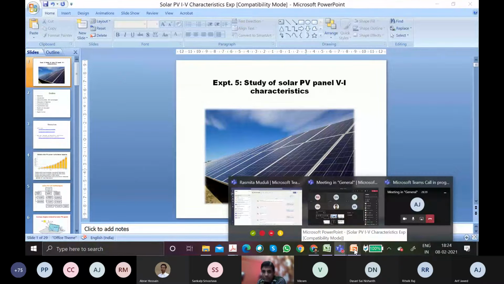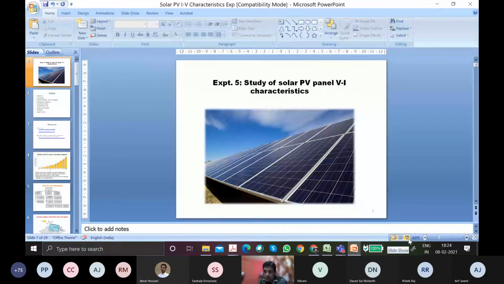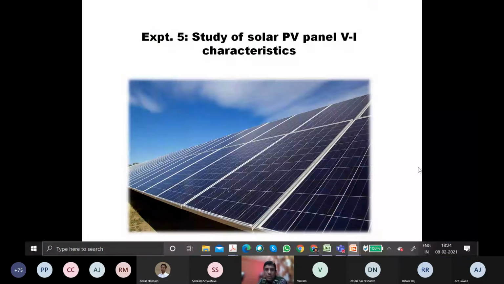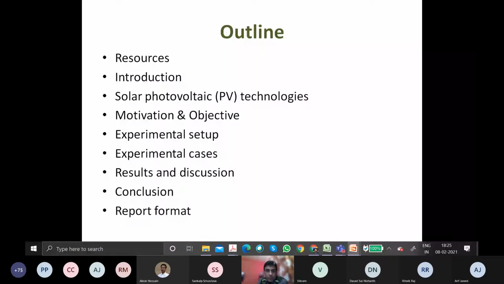Experiment number 5. Okay, so let us start with this. Outline of this discussion will again start with the resources and introduction, then the technologies related to solar PVs. Broadly, we classify it in 3 generations. So the third generation is still in R&D level, and the first generation is still dominating in the commercial application.